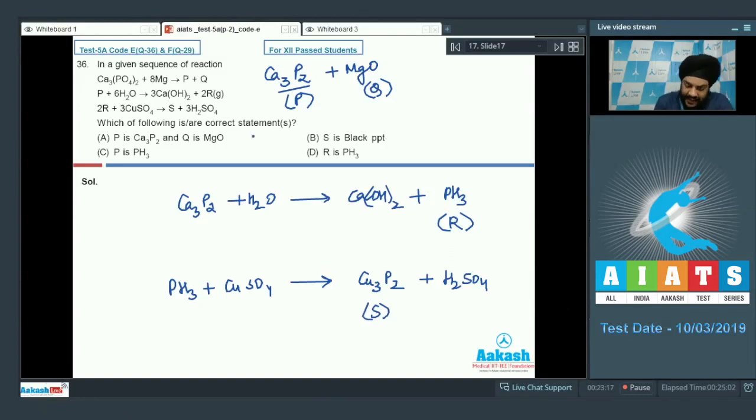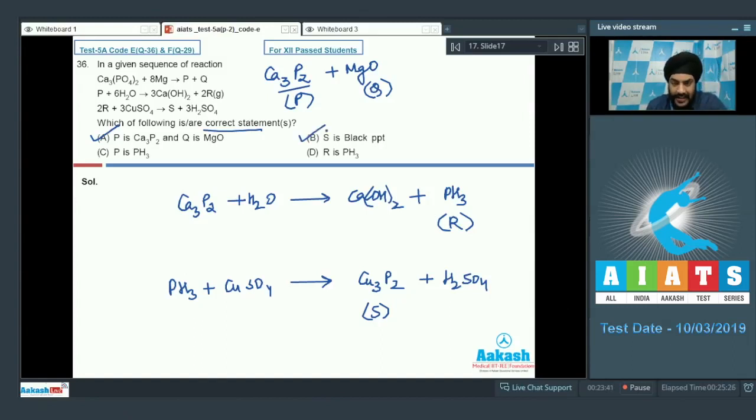The examiner seems to be interested in the correct statements. Option A says that P is calcium phosphide and Q is MgO. This statement is correct, students. If we talk about option B now, S is a black precipitate. S was copper phosphide, and copper phosphide is indeed black in color. So B is also correct.